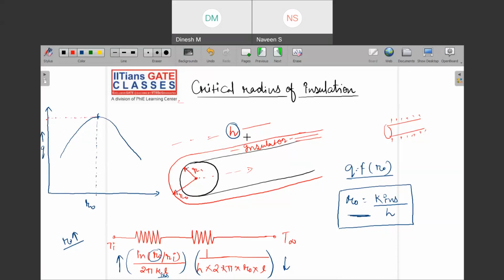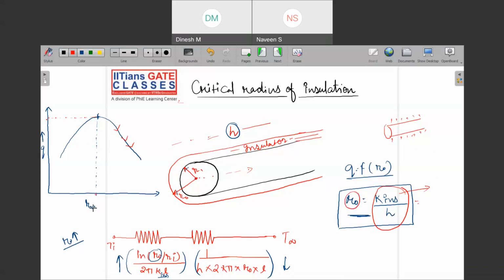So now I know that if I have added insulator beyond this R naught, then my Q decreases. Yes or no? Like if you have the R naught value beyond the critical one. How can you find out? Let us say they will give you the value of K, like 0.5 watt per meter Kelvin, and the H value for atmosphere can lie up to 10, 20. So these values will be known to us. Then I can know this value of R naught.